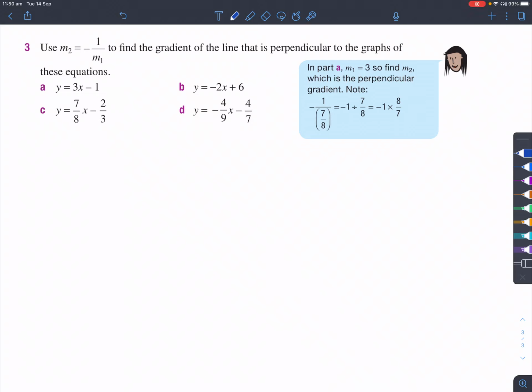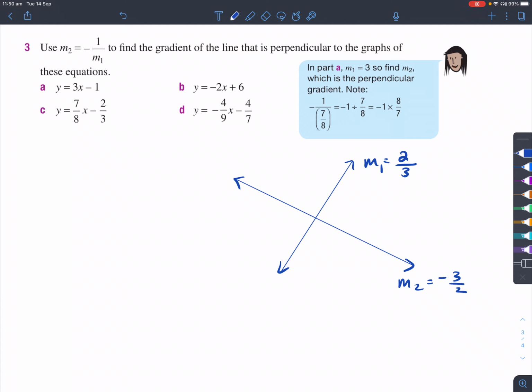All right, so in this particular question, we're using this particular formula here to find the gradient of the line that is perpendicular to the graph of these equations. So basically what happens is, if you have two lines like this, and let's just say the gradient of this line is 2/3, if you wanted to use this formula to find out the gradient of the other line, all you have to do is switch these around and reverse the positive or negative attribute of it. So m2 would equal -3/2, basically.